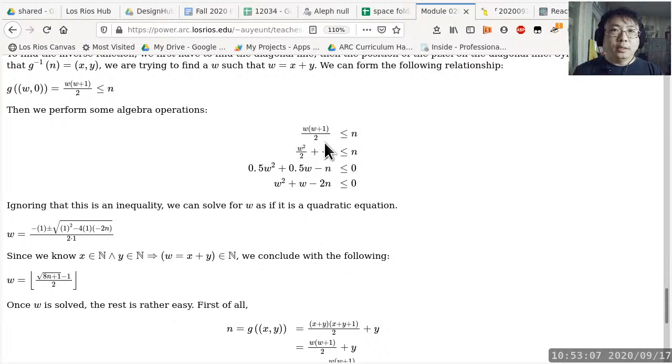And then on the next row, we basically just distributed the w times w plus 1. So on one side we have w squared, and on the other side we have just w itself, and they're both divided by 2. So I break it up into two different terms. And then from here to here, I just move things around a little bit. Instead of division by 2, I say 0.5 times. So I subtract n from both sides, so that one side is now a 0. And then on the other side, instead of using divided by 2, I use 0.5 times. And by multiplying both sides by 2, the 0.5 w squared becomes just w squared, 0.5 w becomes w, and negative n becomes negative 2n. 0 is still 0 because 0 times 2 is always just 0.